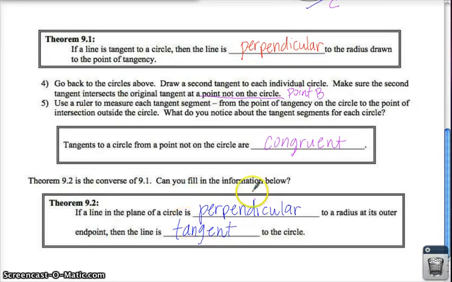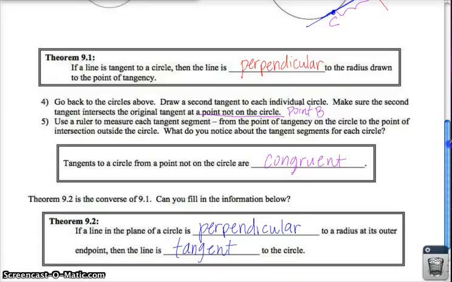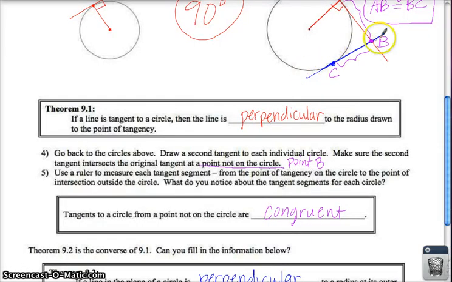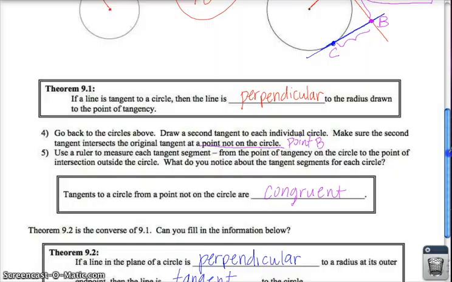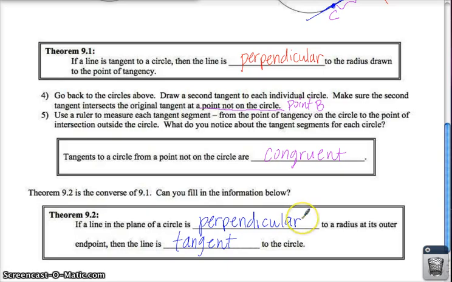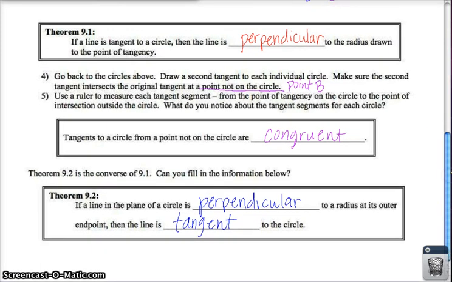And therefore, putting those two things together, if a line in the plane of a circle, so this blue line right here is in the plane of a circle, is perpendicular to a radius at its outer end point, then the line is tangent to the circle. So there you have it, the relationship between tangents and radiuses, radii, and how they intersect at 90 degrees.